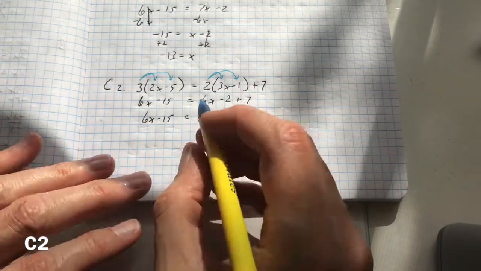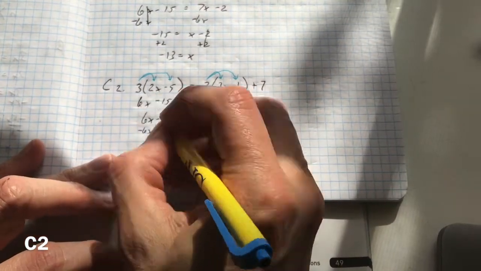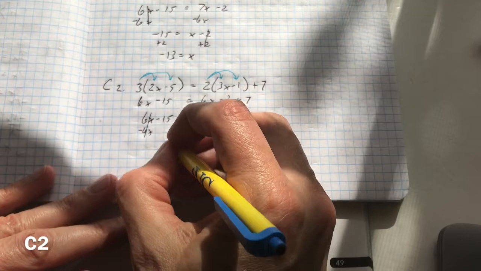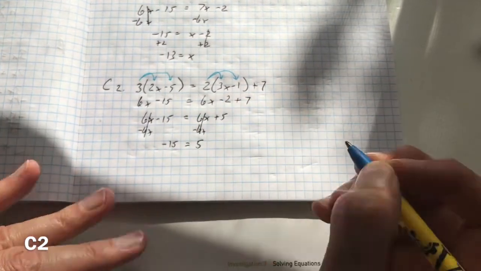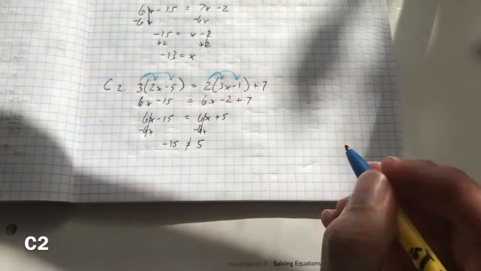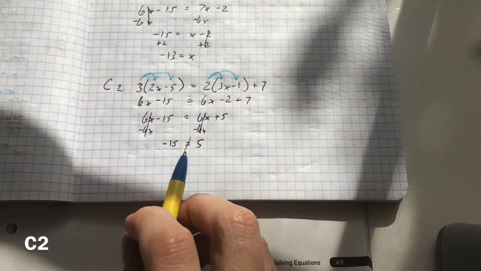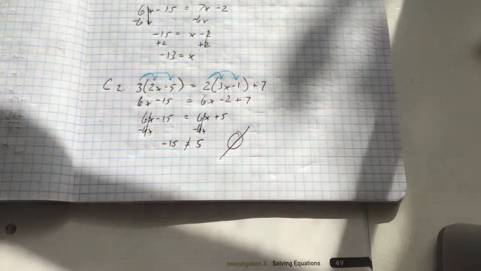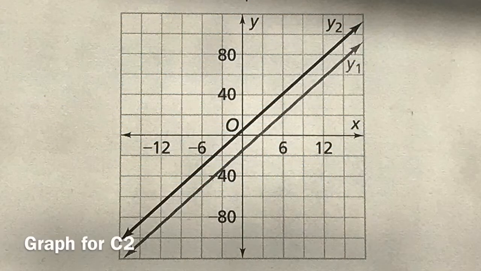Got to begin to move this around. So I'm going to do my minus 6 here, minus 6 here. Just like we saw in class, notice how both of these cancel out. They both become 0. So I'm left with a negative 15 is equal to 5. And that actually is a false statement. That tells us this is not true. So that means this is going to be a situation where the answer is no solution. Here's a graph for C2. You can see there's no solution because the lines don't cross.